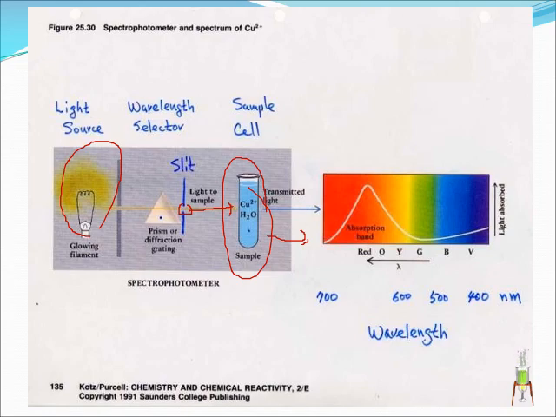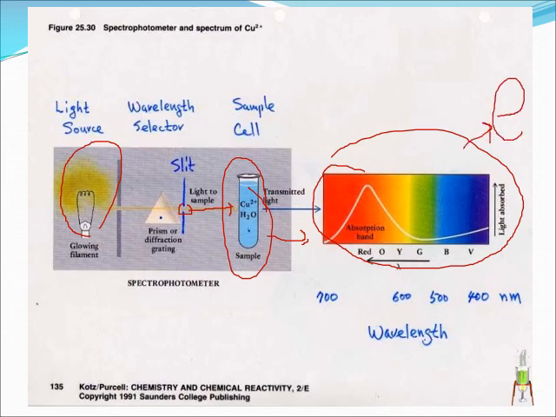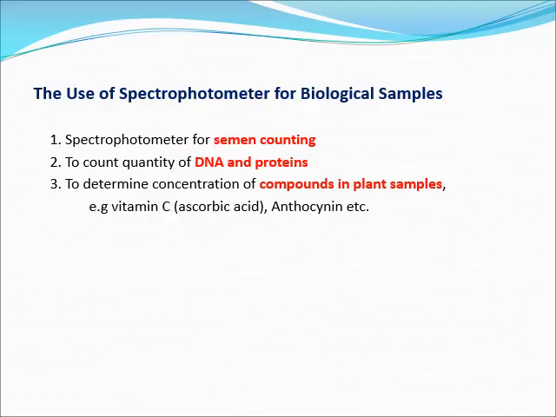So here, the light tadi, the radiant energy ni, dia ada berdasarkan wavelength lah. So the radiant energy dia akan will be converted to electrical energy, and then dia akan translated in the amount of concentration of your analyte yang nak dibaca. Okay, so the use of spectrophotometer for biological sample, untuk semen counting boleh, concentration of protein boleh, and also concentration of compounds pun boleh.